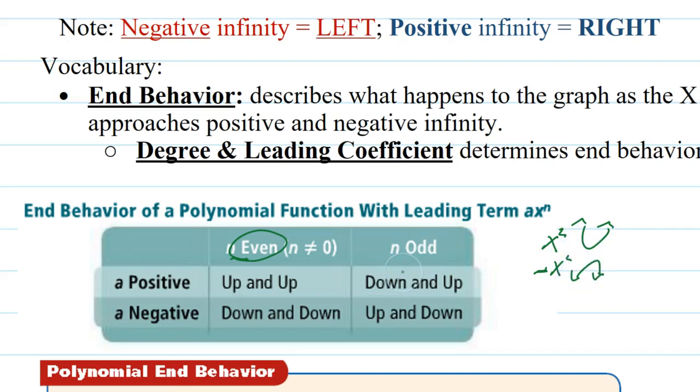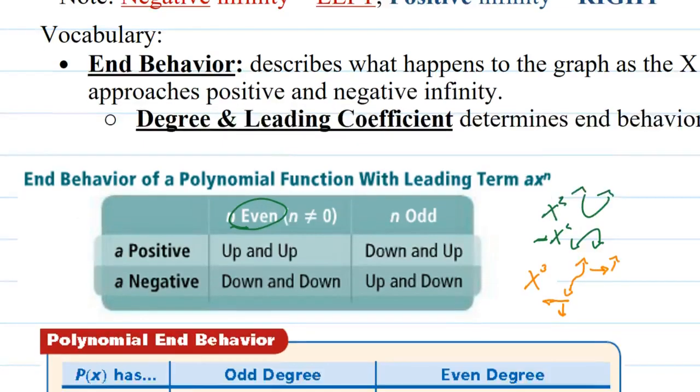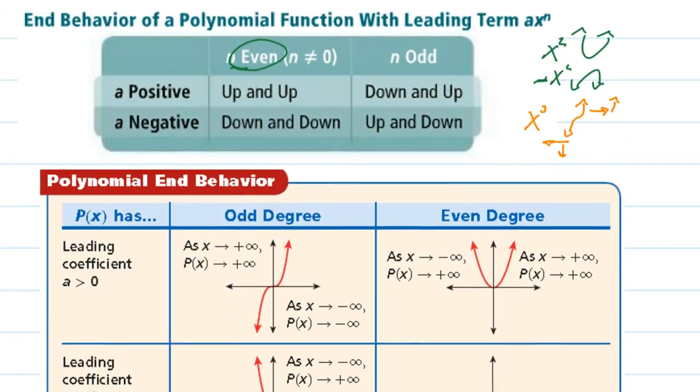An odd degree would be something like an x cubed graph. Notice that the ends are going in opposite directions. So a positive x cubed graph, as we go to the right, our graph is going up. As we go to the left, our graph is going down. And then when we have a negative a term, we flip it. Pictures are a lot easier to understand, so here's a few pictures.